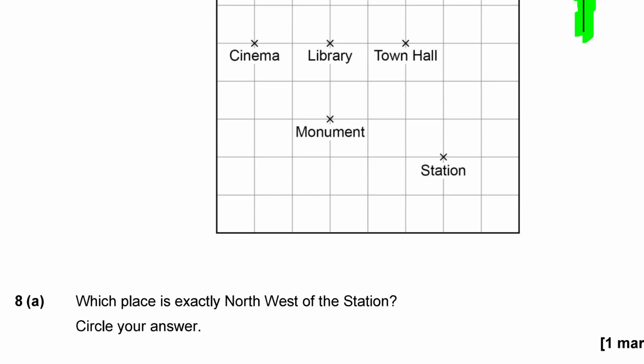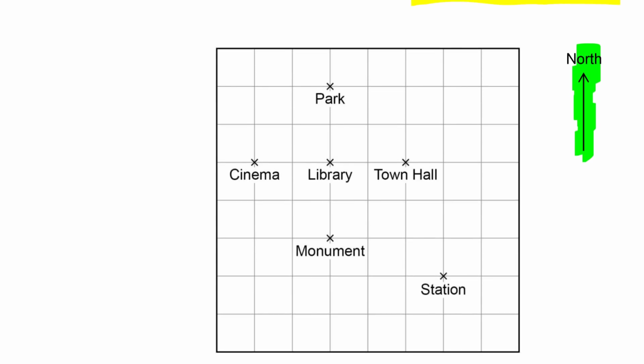Which place is exactly northwest of the station? Circle your answer. Okay, so compass points. They've given us north there. You should know that opposite north is south, and then you've got west and east like that.